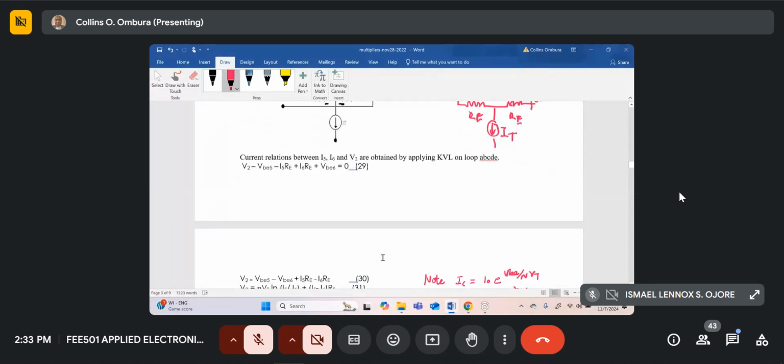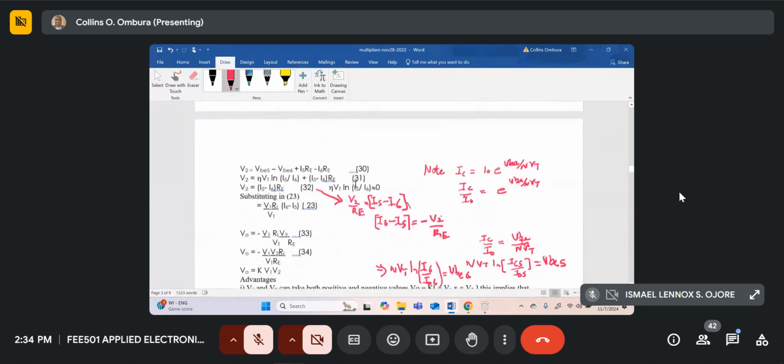So now we just have to simplify equation 29 over here. So I'll make V2 the subject. So the things that are negative on the left-hand side become positive on the right-hand side when placed to the right-hand side. So VB5 will be positive, VB6 will be minus, I5 RE will be positive, I6 RE will be negative. So that's how I get equation 30.